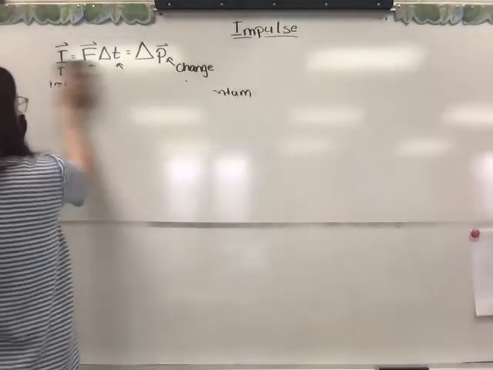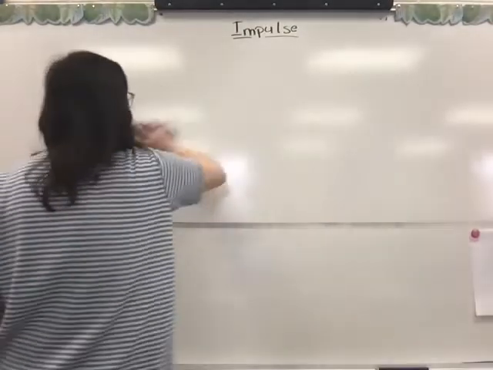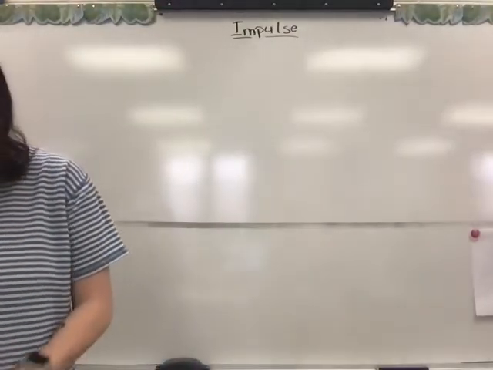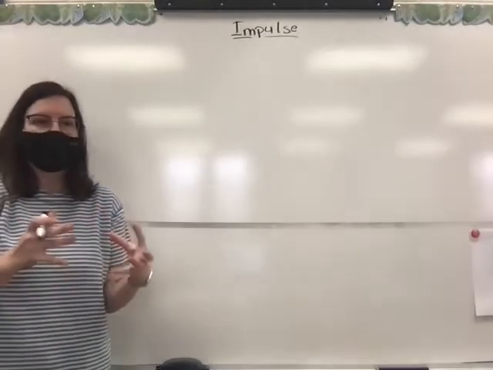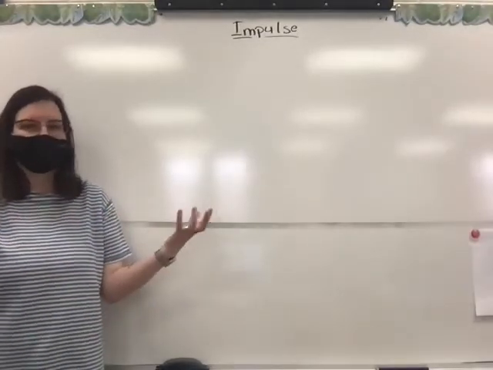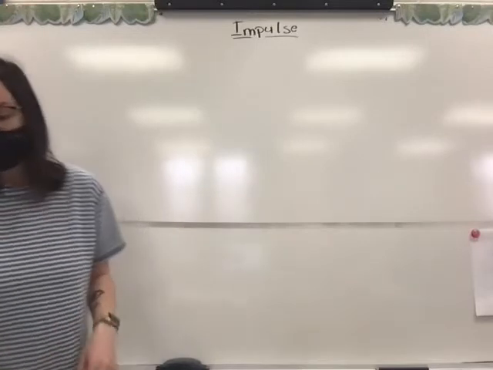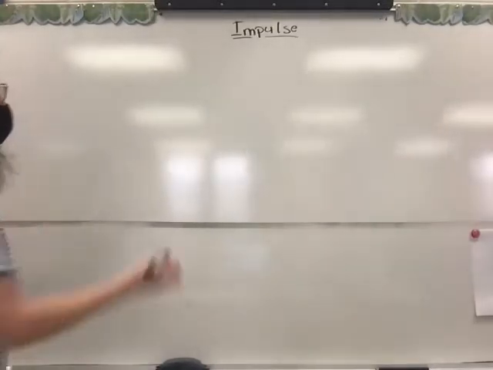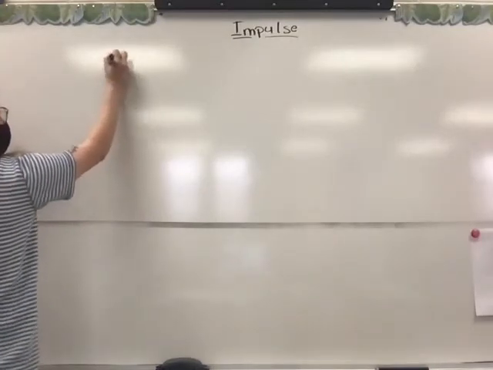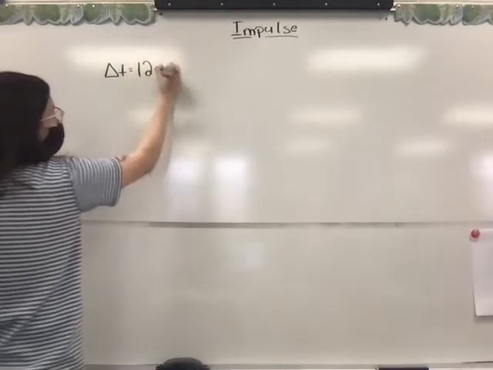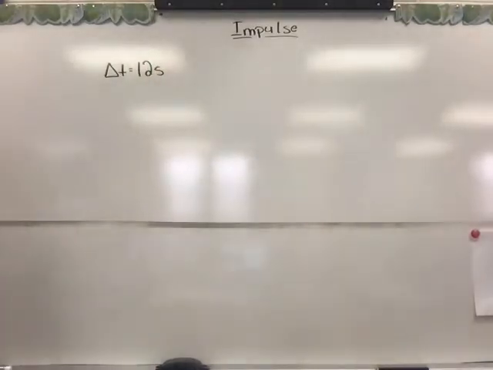And this is why I wanted to make sure you guys understood momentum before we moved on to impulse. So let's say that we have a force acting on a bicycle. Does anybody in here like to ride bikes? Yeah. Well, it's going to act on this bicycle for 12 seconds, okay? So our delta T is going to be 12 seconds.